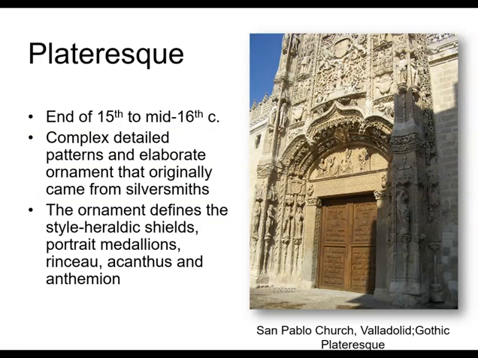The Plateresque style was meant to reflect the complex detailed patterns and elaborate ornamentation that originally came from silversmiths or the platero. The all-over ornamentation really defines the style, so although we will see many different motifs like shields, portrait medallions, rinceaux, acanthus leaves, and anthemion in the design, the all-over ornamentation from the Plateresque style really defines the building.